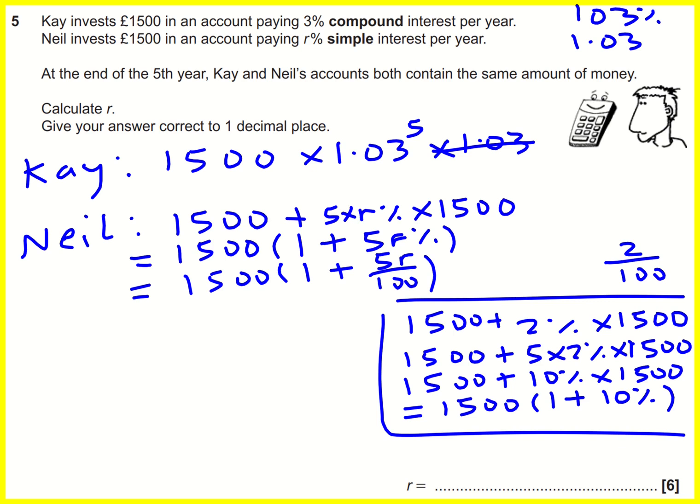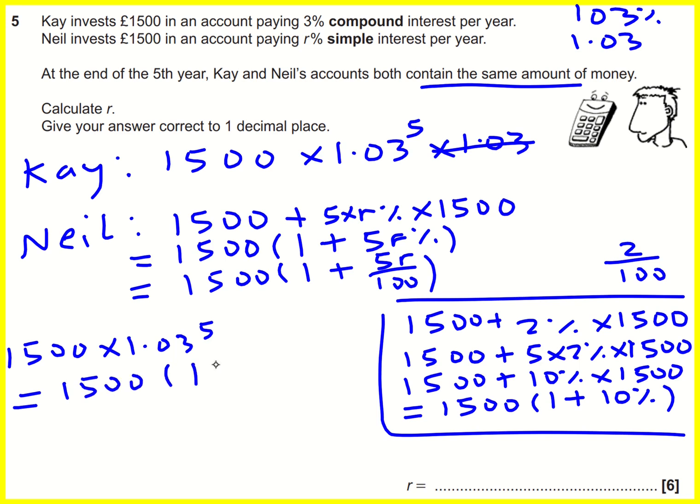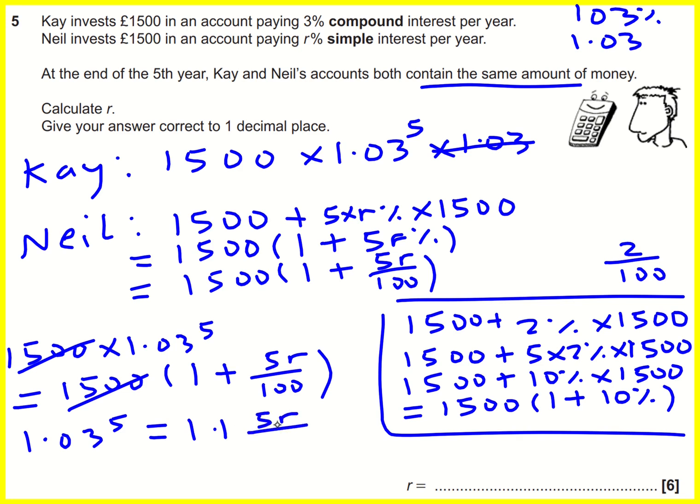All right, what I can do now, because I'm told they have the same amount of money at the end, is I can just set these equal to one another. 1500 times 1.03 to the 5 must equal 1500 times (1 plus 5r over 100). And I can divide through by 1500. So 1.03 to the 5 equals 1 plus 5r over 100. I'm going to minus 1 from both sides.